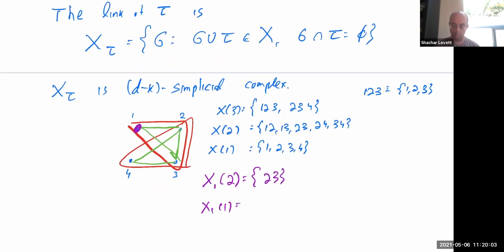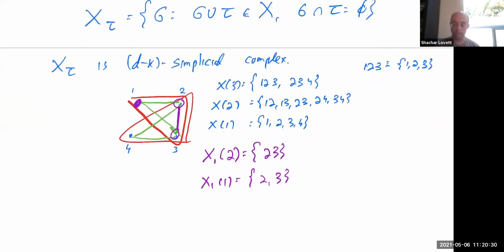x1, 1 is going to be go over all sets in x2 that contain 1 and add them. So it'll be 2 and 3. So 1, you see 1 only sits in one triangle here. Locally, it only sees 2 and 3 and this edge between them. So this will be the local view of 1. This is how we define the link of 1.